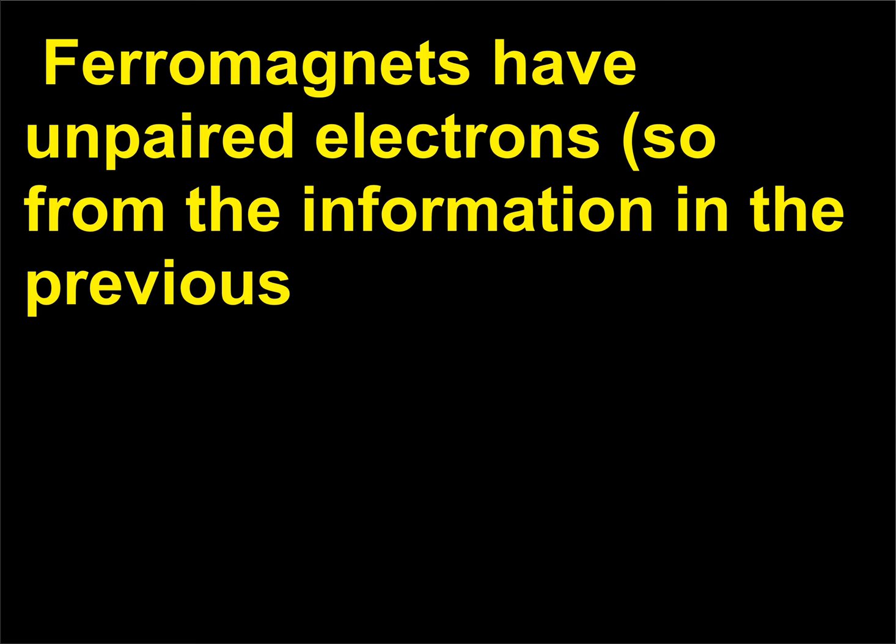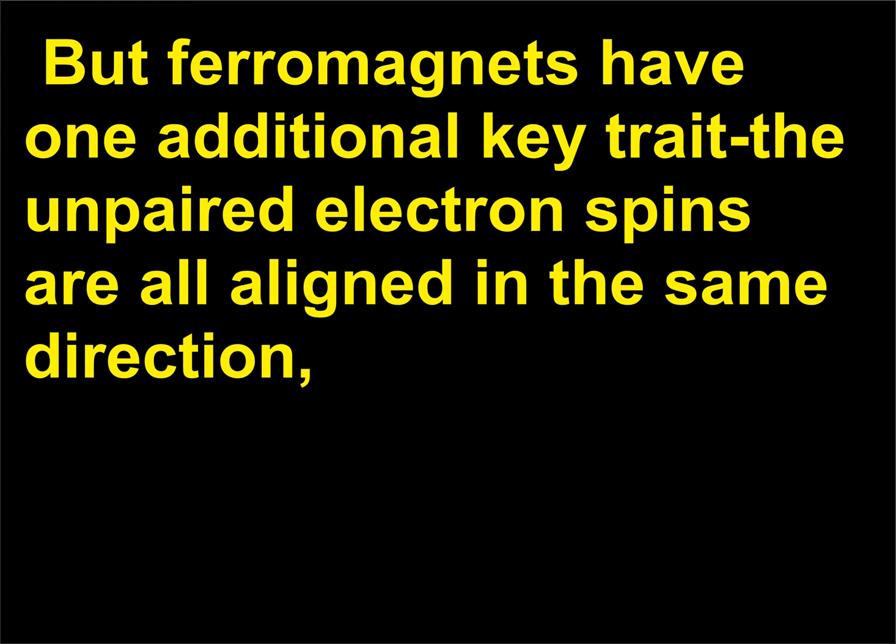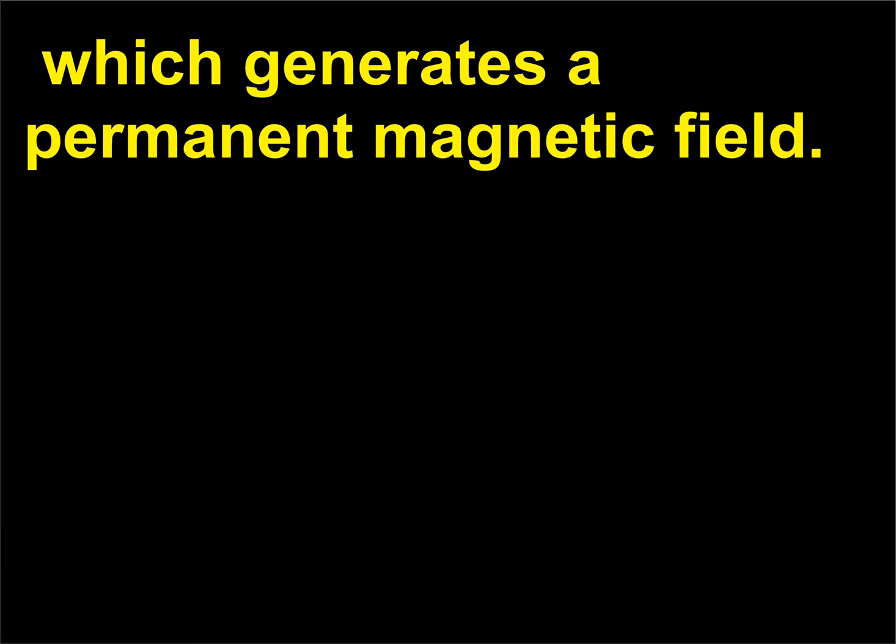Ferromagnets have unpaired electrons, so from the information in the previous question we can say that ferromagnets are paramagnetic, not diamagnetic. But ferromagnets have one additional key trait: the unpaired electron spins are all aligned in the same direction, which generates a permanent magnetic field.